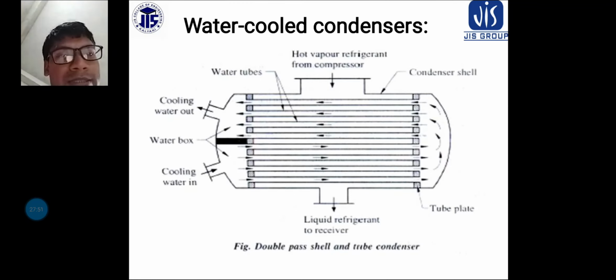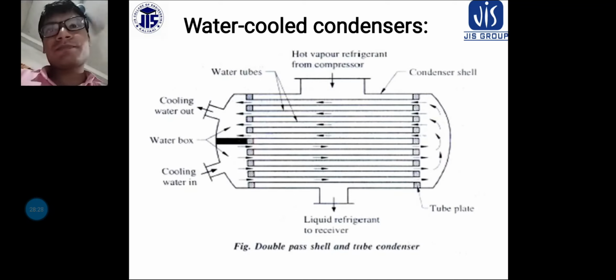What are the applications of the water cooled condenser? It is used for large capacity plants in industry, and its effectiveness and efficiency are more compared to the air cooled condenser. So the water cooled condenser is very important. The air cooled condenser is used for low capacity plants. Okay, so these are the comparisons. I hope it is clear now.